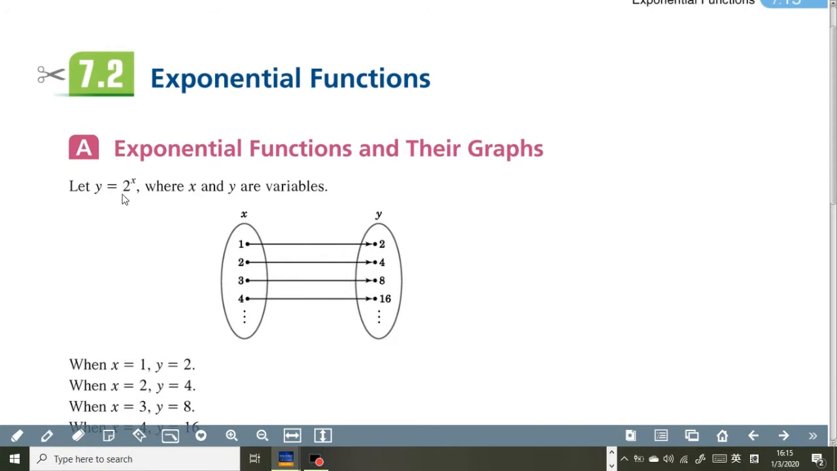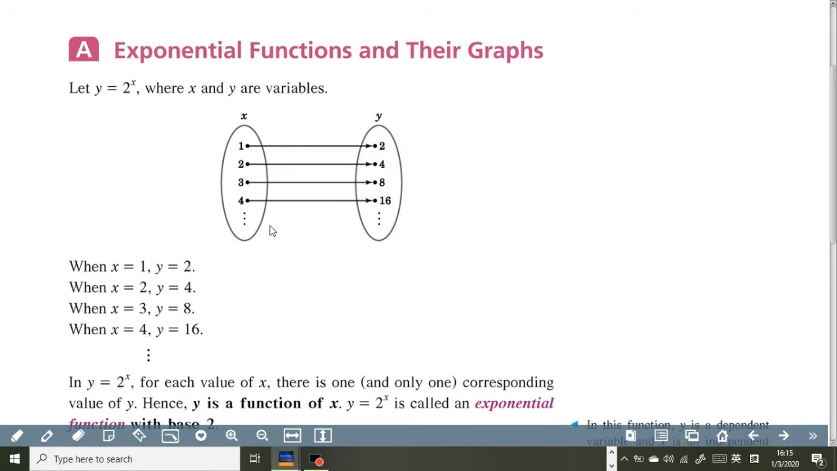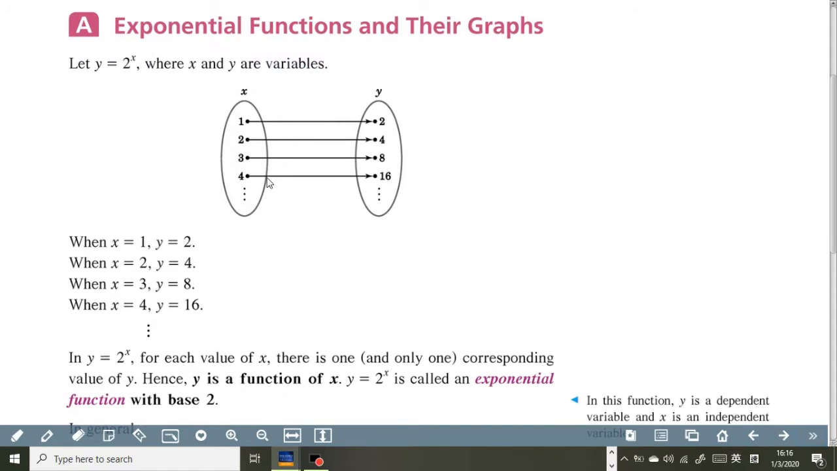If you put in a certain value, just like x equal to 1, then you will get 2 to the power 1, and y is equal to 2. On the left hand side is called the domain, and you will find that we can put x equal to 1, 2, 3, and 4. But here you see one value of x will give one value for y, so it is a function. And we say it is called an exponential function.